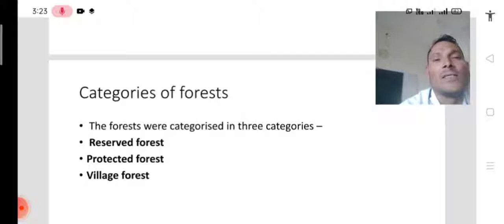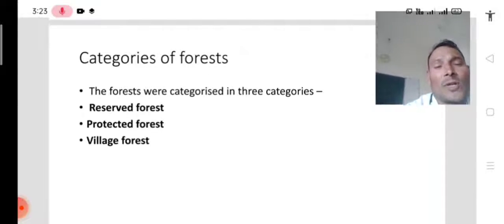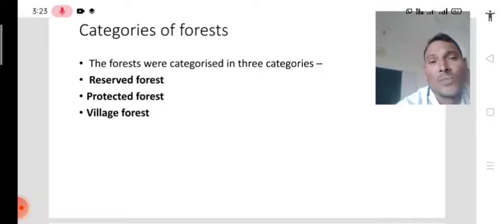Now we will see the categories of the forest. The forests were categorized into three categories. First was reserved forest, second was protected forest, and third was village forest.